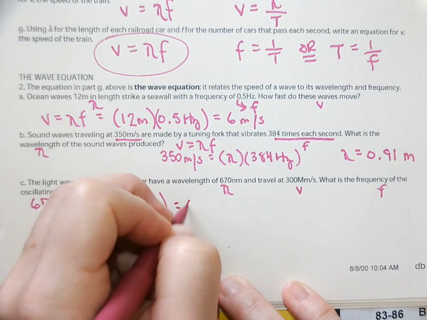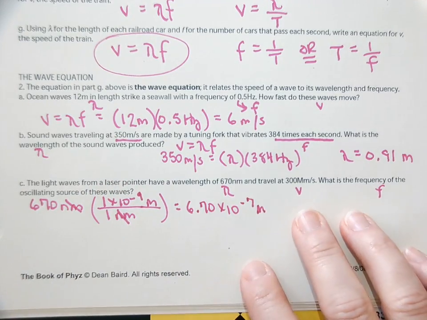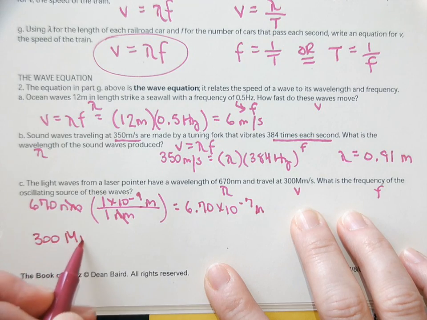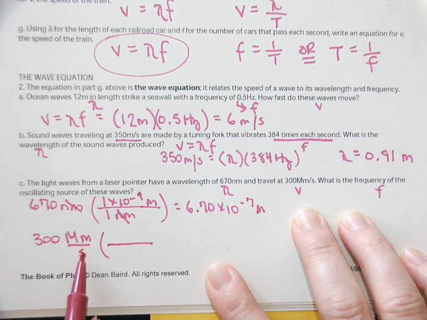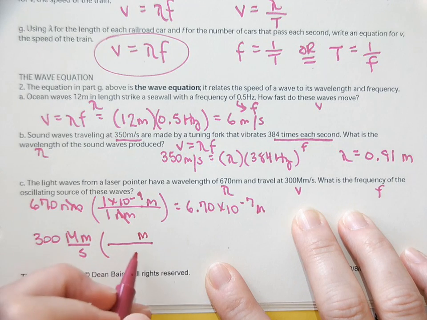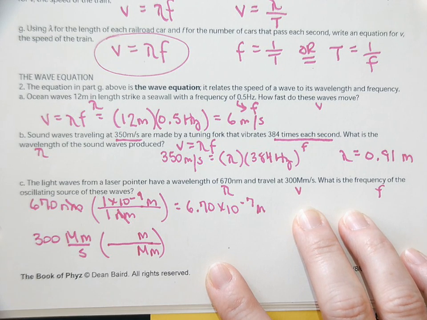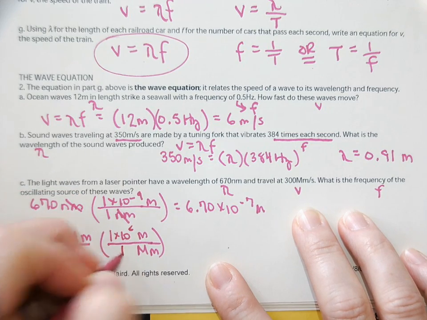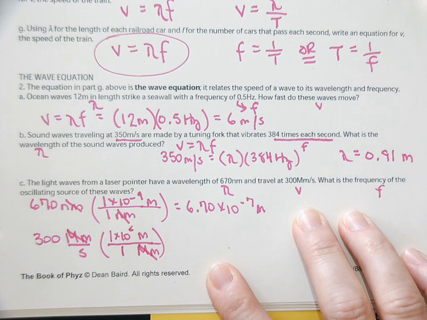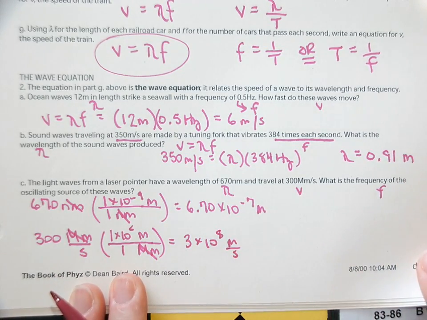So that becomes 6.7 times 10 to the negative 7th meters. And then for the velocity, 300 megameters per second. The seconds is fine, but we need to convert this megameter to just plain old meters. So I'm going to put meter on top. I'm going to put megameter on the bottom so that it'll cancel out, like all conversion factors work. Mega is 1 times 10 to the 6th. So 1 times 10 to the 6th meters is 1 megameter. So that comes out to be 300 times 10 to the 6th, or 3 times 10 to the 8th meters per second. Okay, so that's a lot of conversions.